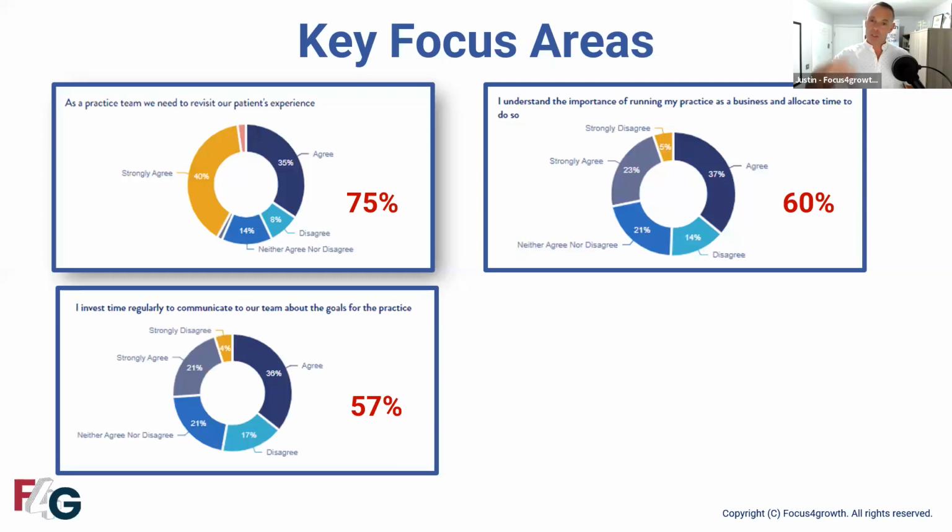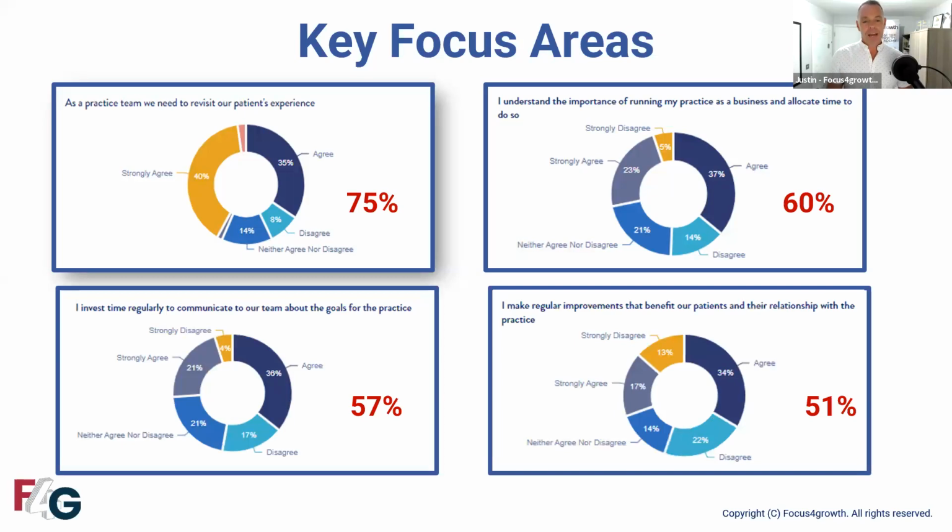And then once you've got that kind of time in place and a plan in place, actually it's about regular communication about the goals of the practice to keep your team engaged and keep people moving forward with the momentum to support the growth. And 57% of people saying they do that, which of course means 43% don't. So again, it's not quite a 50-50 split, but there's a big gap in terms of which areas we need to focus in on. And then finally, the one that is almost a 50-50 split is making regular improvements that benefit our patients and their relationship with the practice.